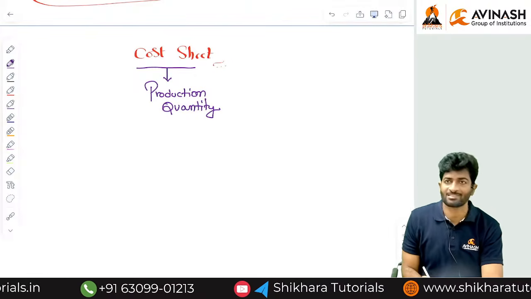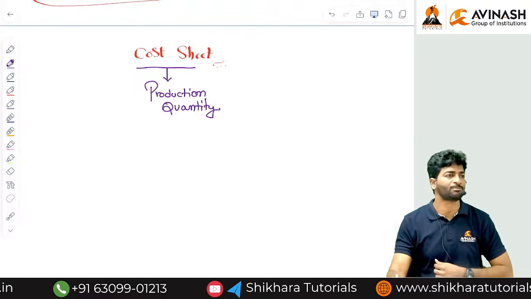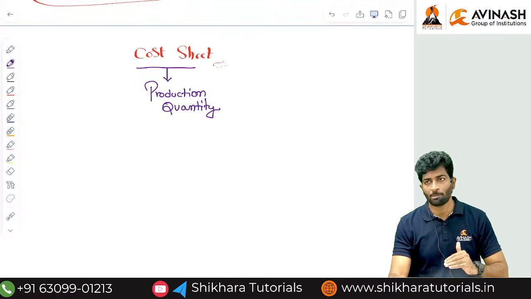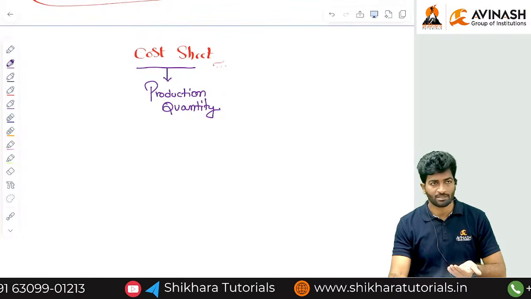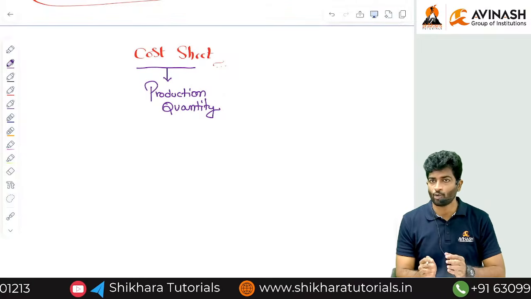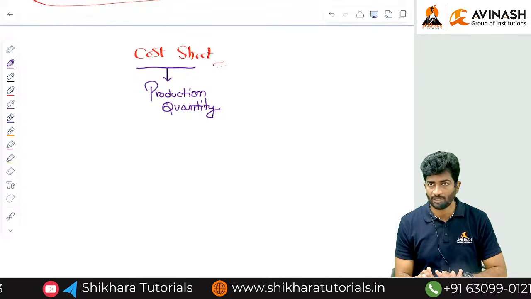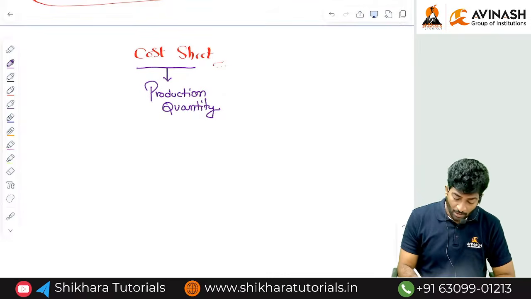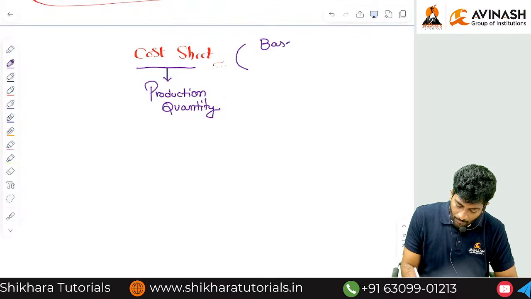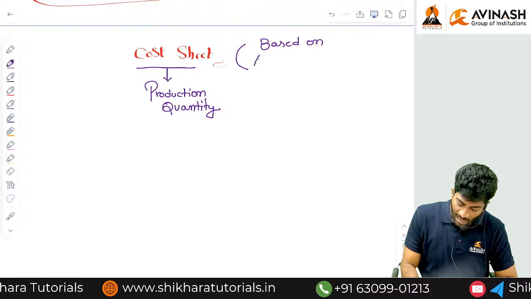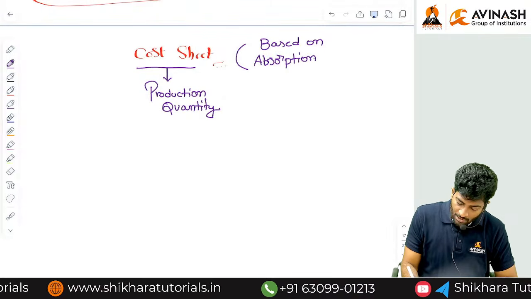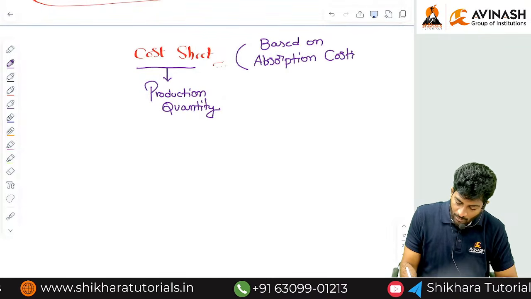What is a cost sheet? It is a statement where you capture all the expenses relating to the production activity. A cost sheet can be prepared for 1 month or 1 year. I'm going to write all the expenses relating to my manufacturing in that cost sheet pro forma. And the cost sheet is prepared based on absorption costing.